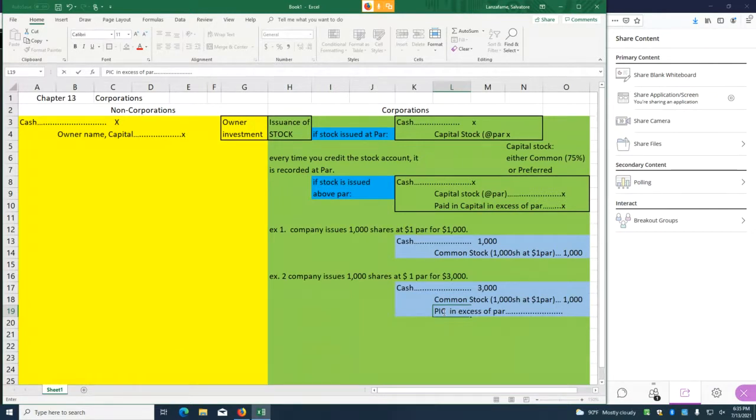And what will make up that difference? 2,000, right? So what is the amount above par? Well, if the par is $1,000, the amount above par would be 2,000. Debits have to always equal credits.